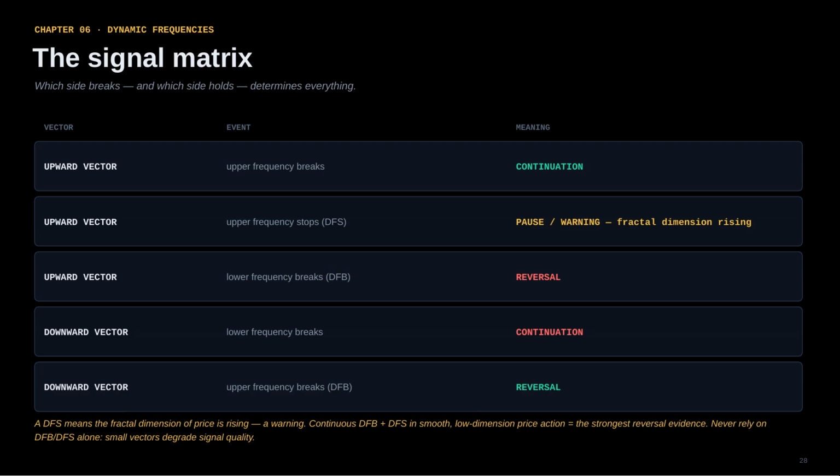When you see DFB and DFS patterns firing together in smooth low-dimension price action, you have the strongest reversal evidence this method produces. But never trade them naked. Small price vectors degrade the quality of every frequency signal.